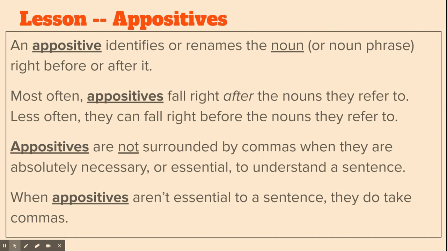First, let's start with appositives. An appositive identifies or renames the noun or noun phrase right before or after it. Most often, appositives fall right after the nouns they refer to. Less often, they can fall right before the nouns they refer to. Appositives are not surrounded by commas when they are absolutely necessary or essential to understand a sentence. When appositives aren't essential to a sentence, they do take commas.